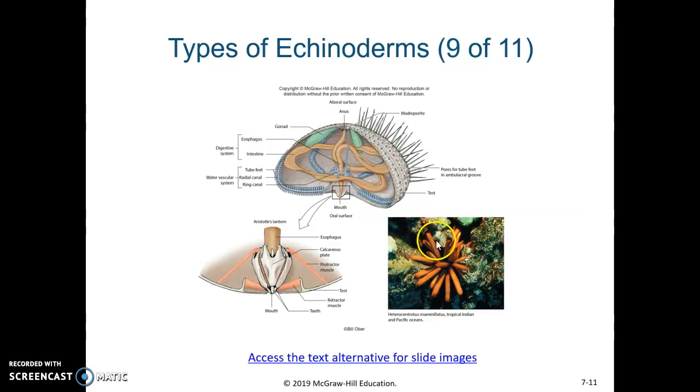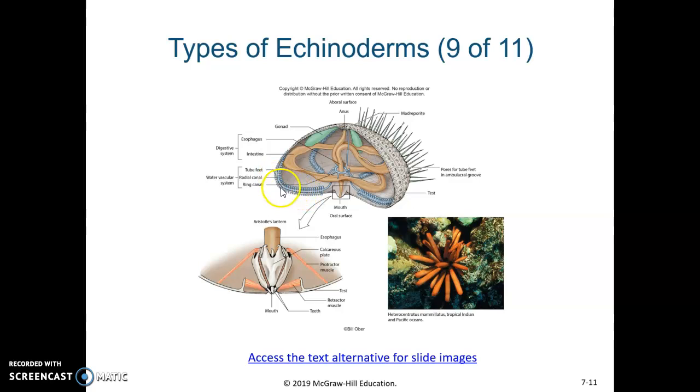And I think I've got a diagram here. So here's the diagram. Here are their mouth parts right here. They have 5 plates that make up their teeth. This whole unit right here is called an Aristotle's lantern. And you can see it's a pretty simple, basic plan here.